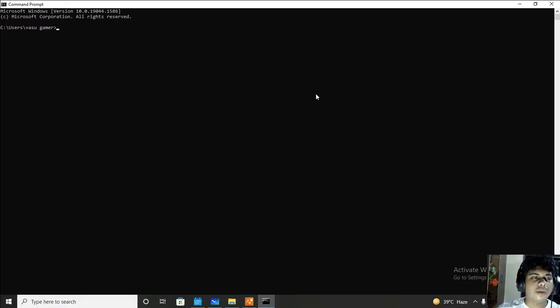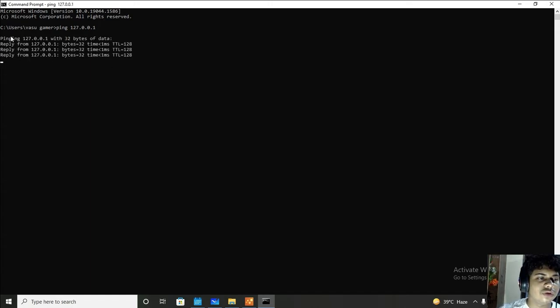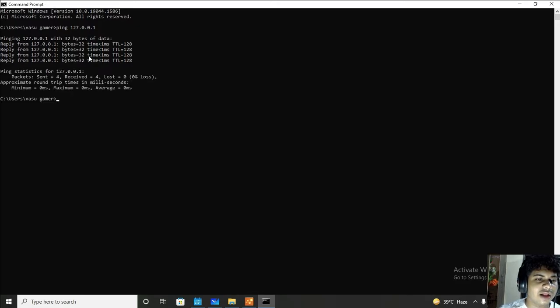This is your command prompt, and if you type here ping 127.0.0.1, as I have already told you, an IP address contains 4 octets, which means one octet is this, another is this, another is this, and the last one is this. If you type ping 127.0.0.1 and press enter, you can see a reply from this address.